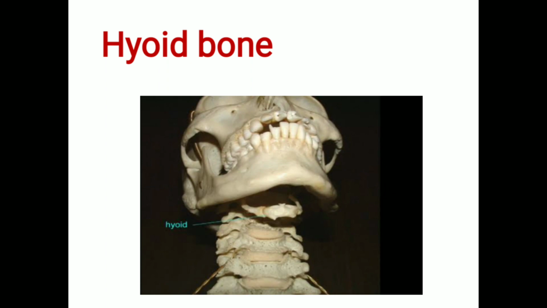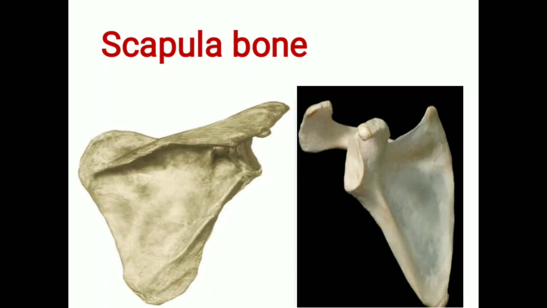Next we have the bones of the neck region. The neck region posteriorly is covered by the cervical vertebrae. Anteriorly we have the hyoid bone. As indicated here, this is the hyoid bone.